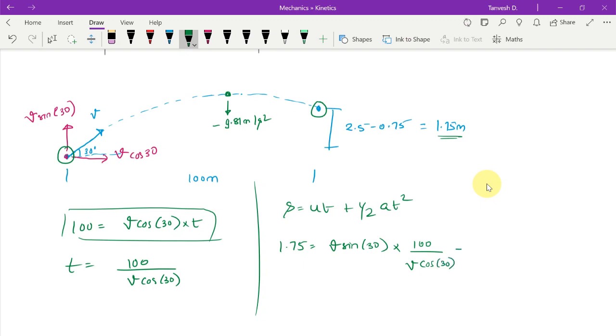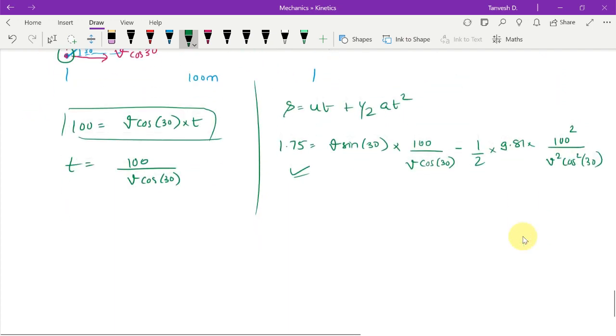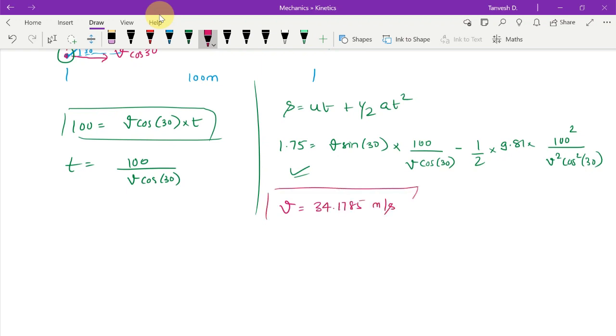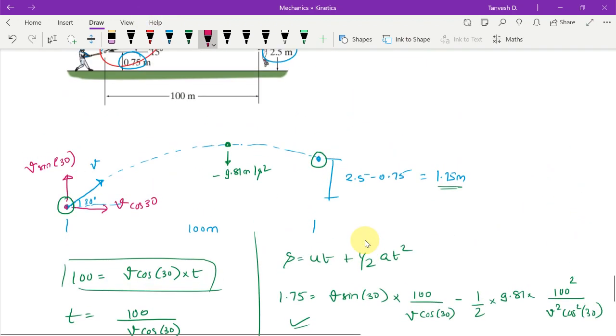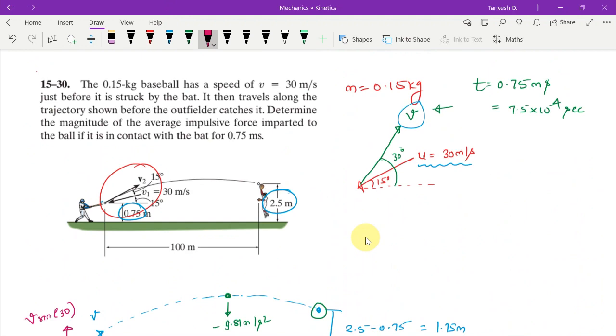And plus half at square. So a we know is negative, so it will become minus half into 9.81 into 100 square upon v square cos square 30. If you solve this equation, it would be a quadratic equation, and when you solve this equation you will get v as equal to 34.1785 meters per second. So we have found the velocity after the striker hit the ball. We found that velocity, right?